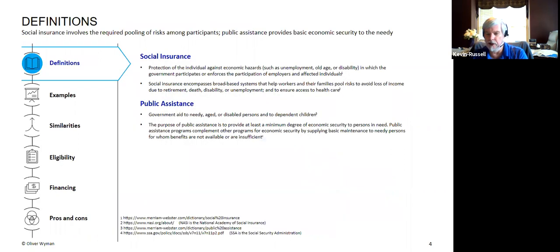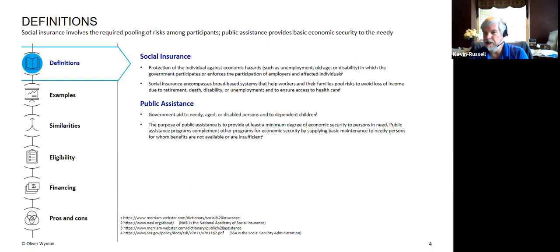And now slide 4. Here are some definitions for social insurance and public assistance. First, from a well-known dictionary, the definition of social insurance is protection of the individual against economic hazards such as unemployment, old age, or disability, in which the government participates or enforces the participation of employers and affected individuals.